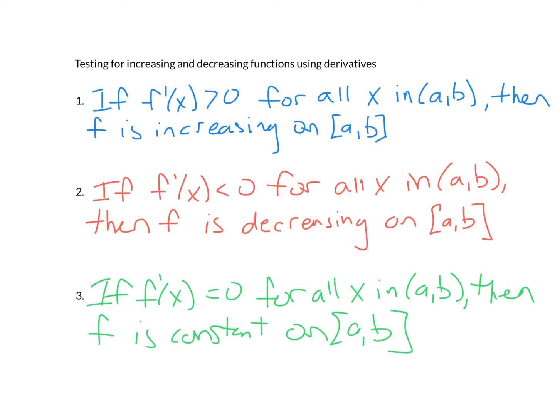The whole idea behind most of this chapter is that we can use derivatives to help us with some of the basic things that might be hard to see. In this case, that's finding out if a function is increasing or decreasing. So if we find the derivative of f of x, and the derivative at any given x is greater than 0, it's increasing. Less than 0, it's decreasing. If it's equal to 0, it's constant.